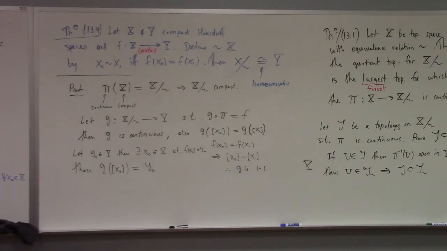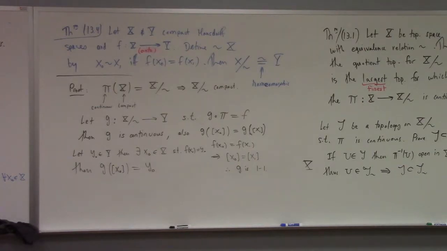6.7, I'm going to reinterpret Theorem 6.7. Let f be a continuous function from a compact space to a Hausdorff space. If f is 1 to 1, then f is a homeomorphism of X and its image. So in other words, bingo, f is a homeomorphism.